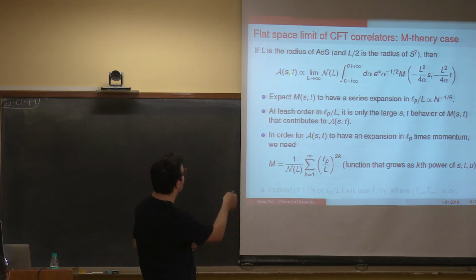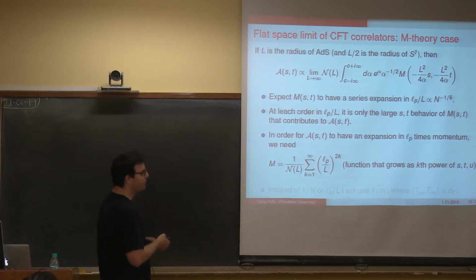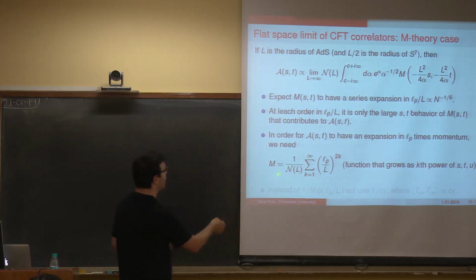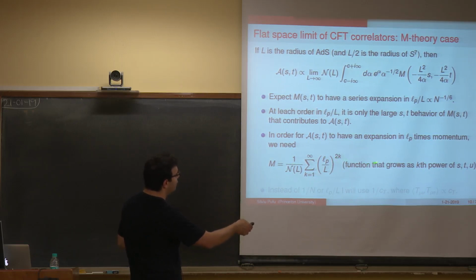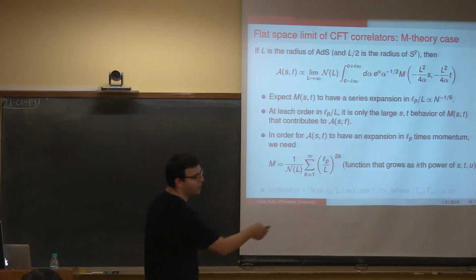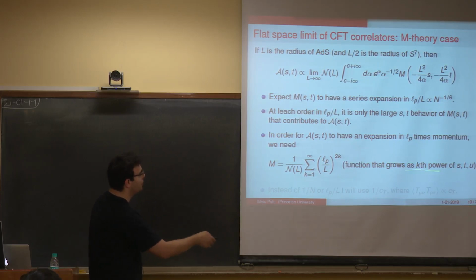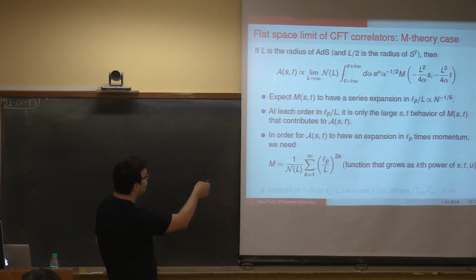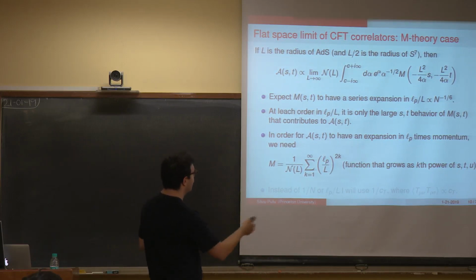But in order for this scattering amplitude to have an expansion in L Planck times the momentum, it must be that the expansion of the Mellin amplitude in L Planck over L takes a form like this, where at each order in the L Planck over L expansion, the Mellin amplitude is a function that doesn't grow faster than the kth power of s, t and u. So the growth of the Mellin amplitude at some order in the expansion is determined by what the scattering amplitude is at that order, and that is a constraint.